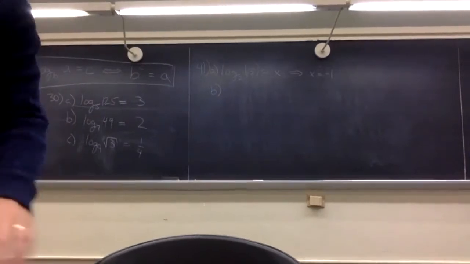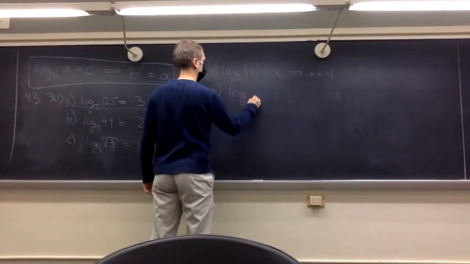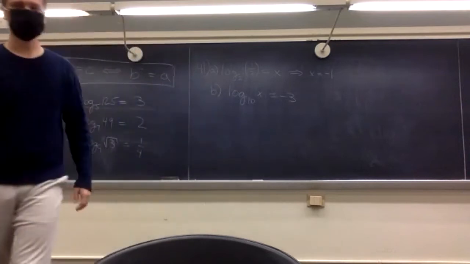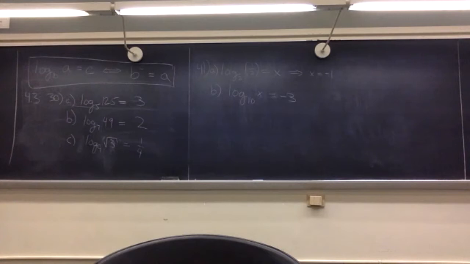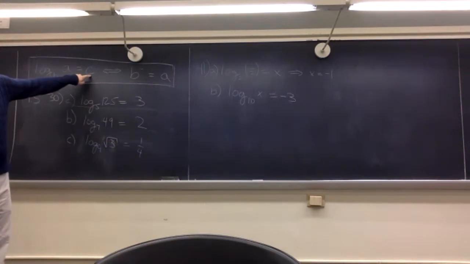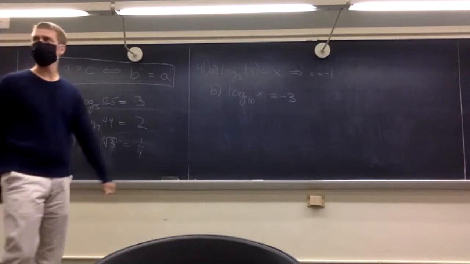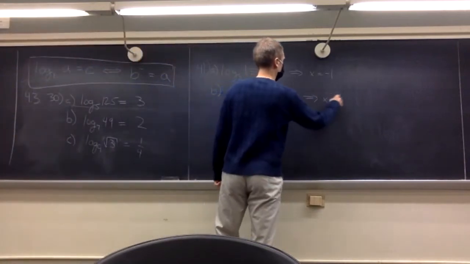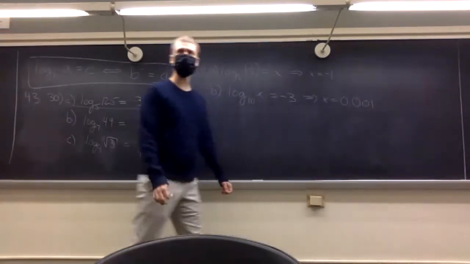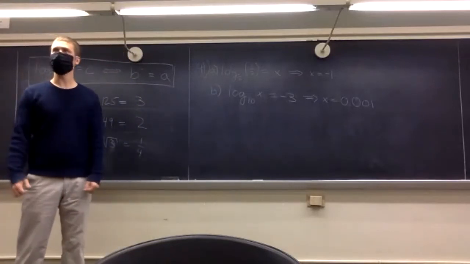Part B to 41 is log base 10 of x equals -3. They're being kind of mean on this one. Maybe. You can do this one. Still in your head, I would say. Think of the equivalent form. Base 10. C is -3. So 10 to the -3 is 1/1,000. 0.001 or 1/1,000 or 10 to the -3. These are all totally acceptable answers.